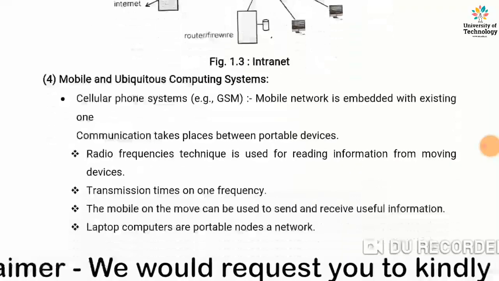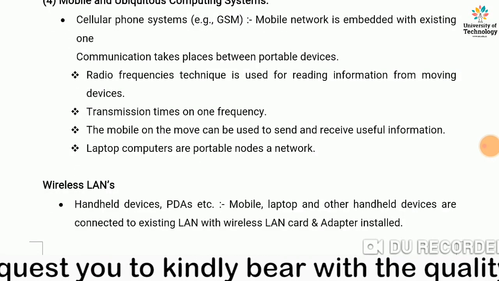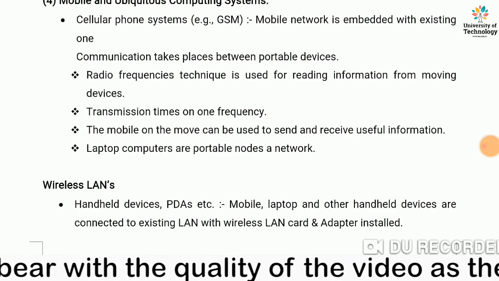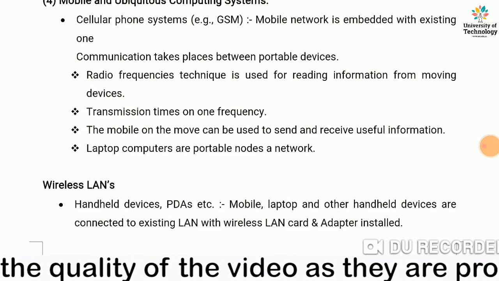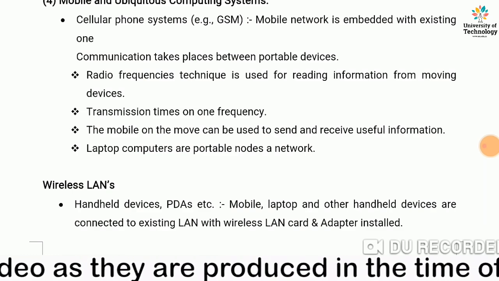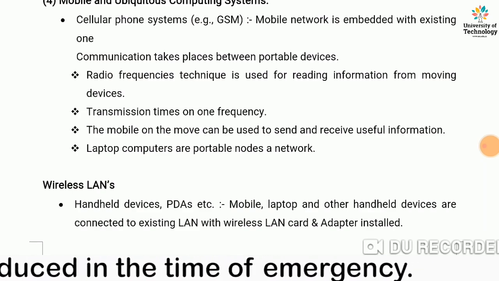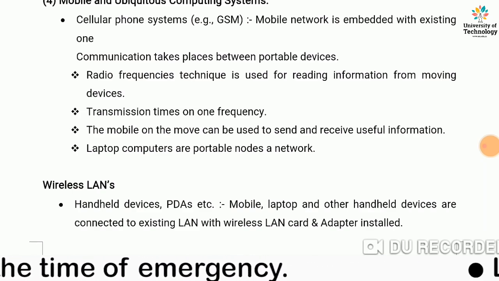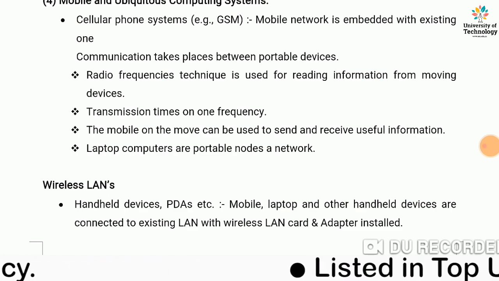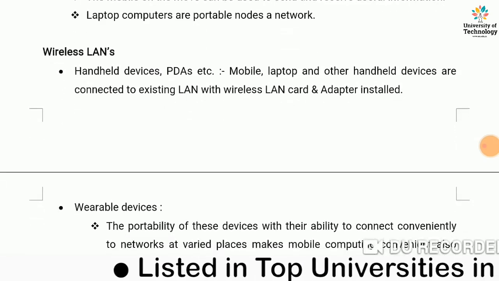Next, mobile and ubiquitous computing systems. Cellular phone system, mobile network is embedded with the existing one. Communication takes place between portable devices. Radio frequency techniques are used for reading information from moving devices. Transmission times on one frequency. The mobile on the move can be used to send and receive useful information. Laptop computers are portable nodes in a network.